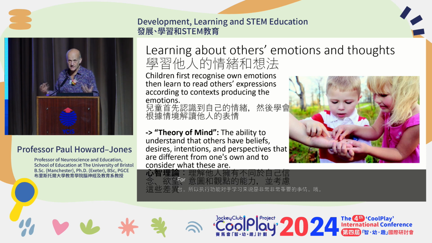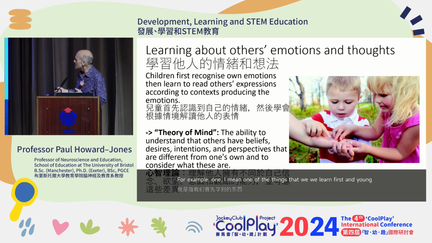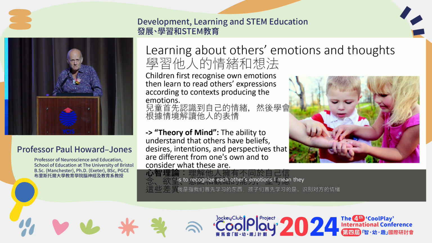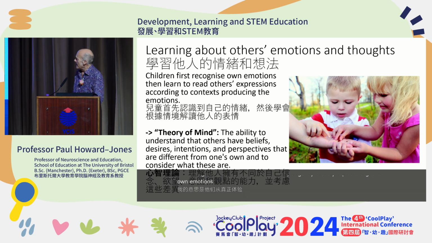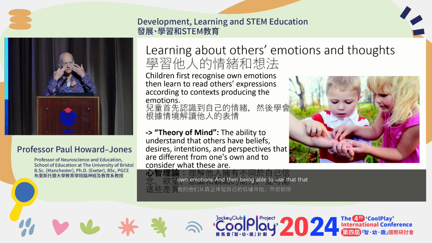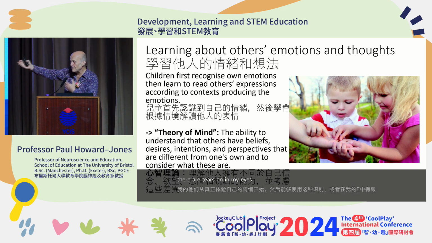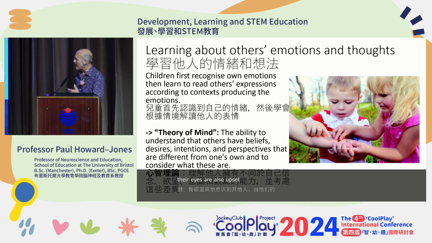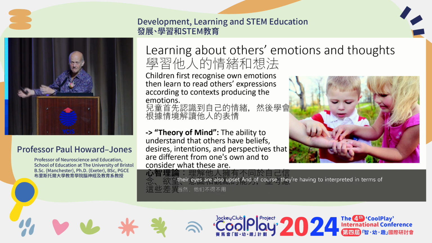For example, one of the things that we learn first, and young children learn first, is to recognize each other's emotions. I mean, they begin by actually experiencing their own emotions and then being able to use that recognition, there are tears in my eyes and I'm upset, to realize that other people, when they have tears in their eyes, are also upset. And of course, they're having to interpret it in terms of the context, because it may be that they're crying because something is just so funny.